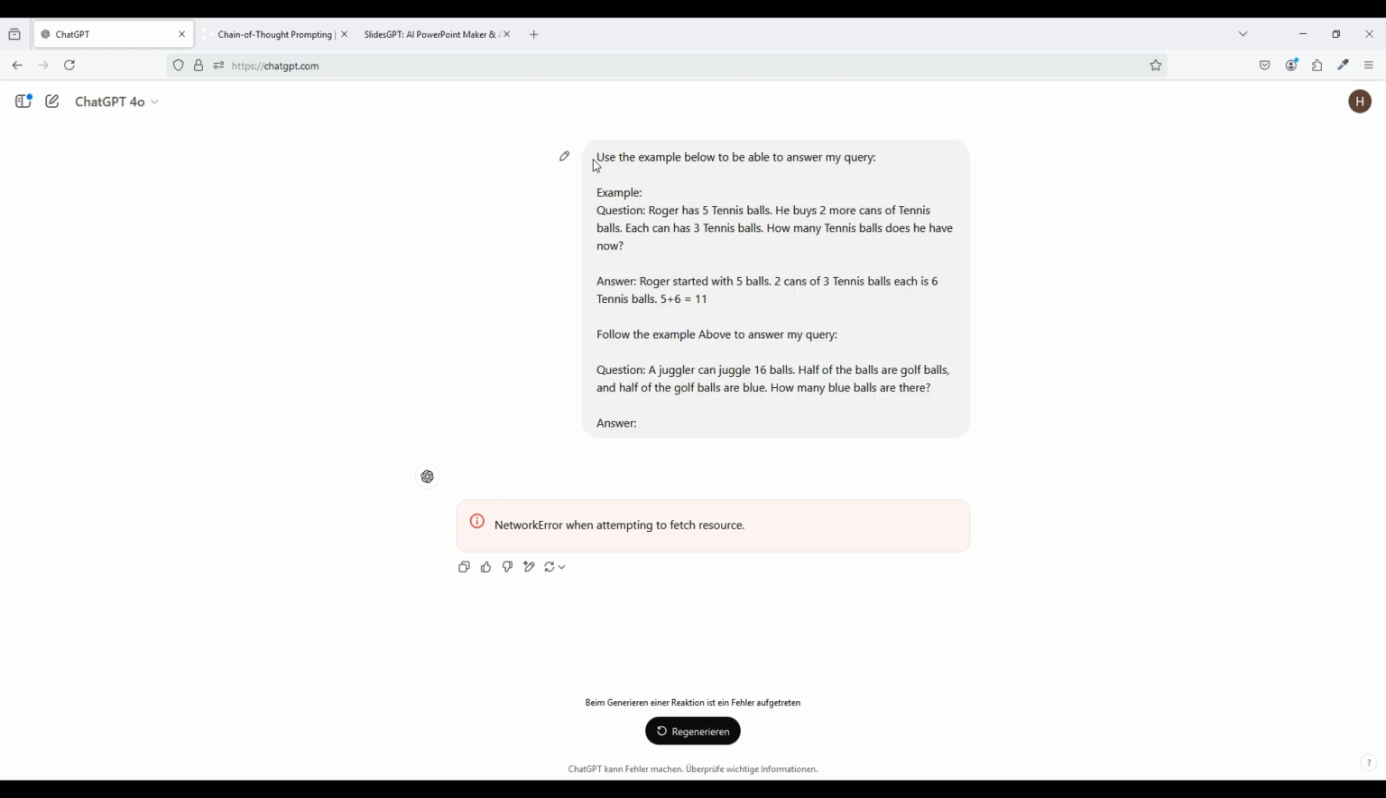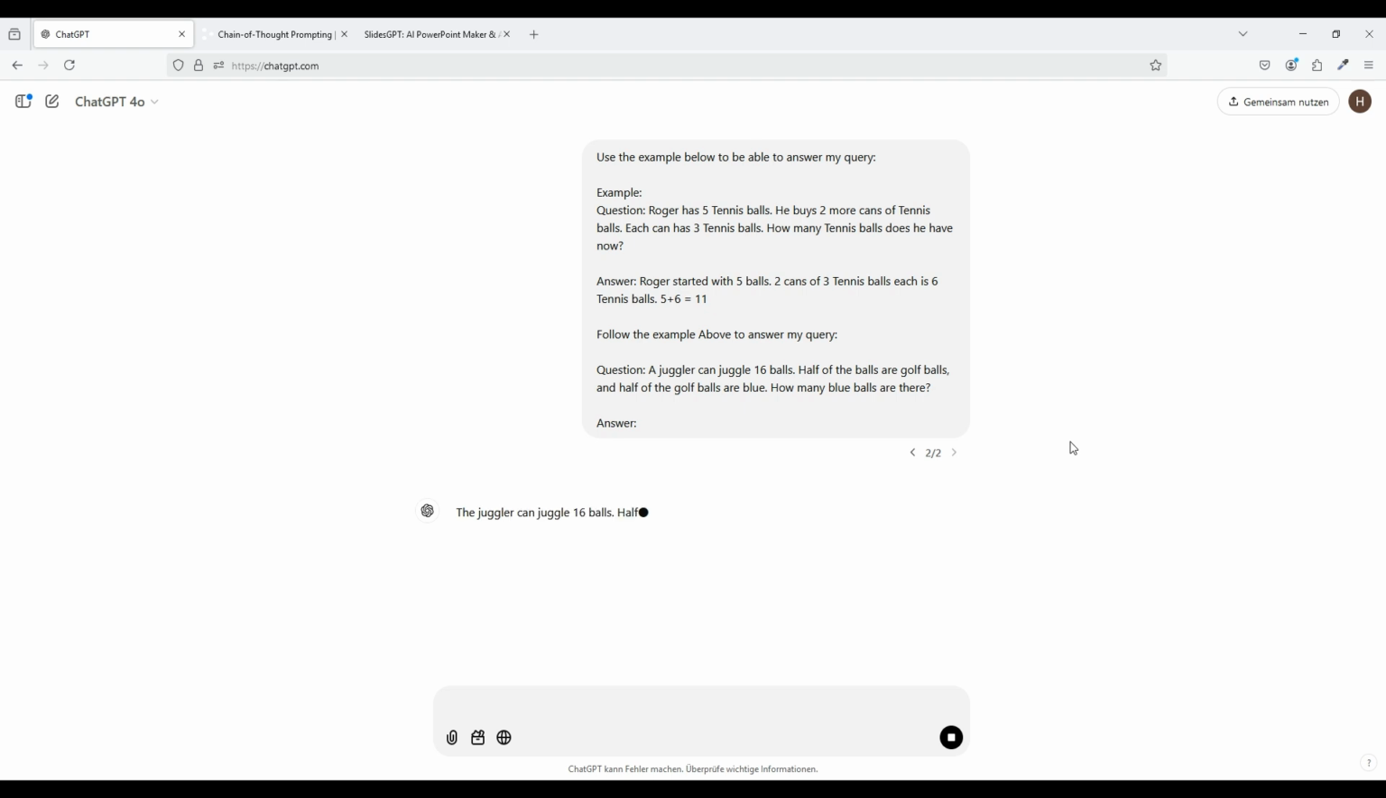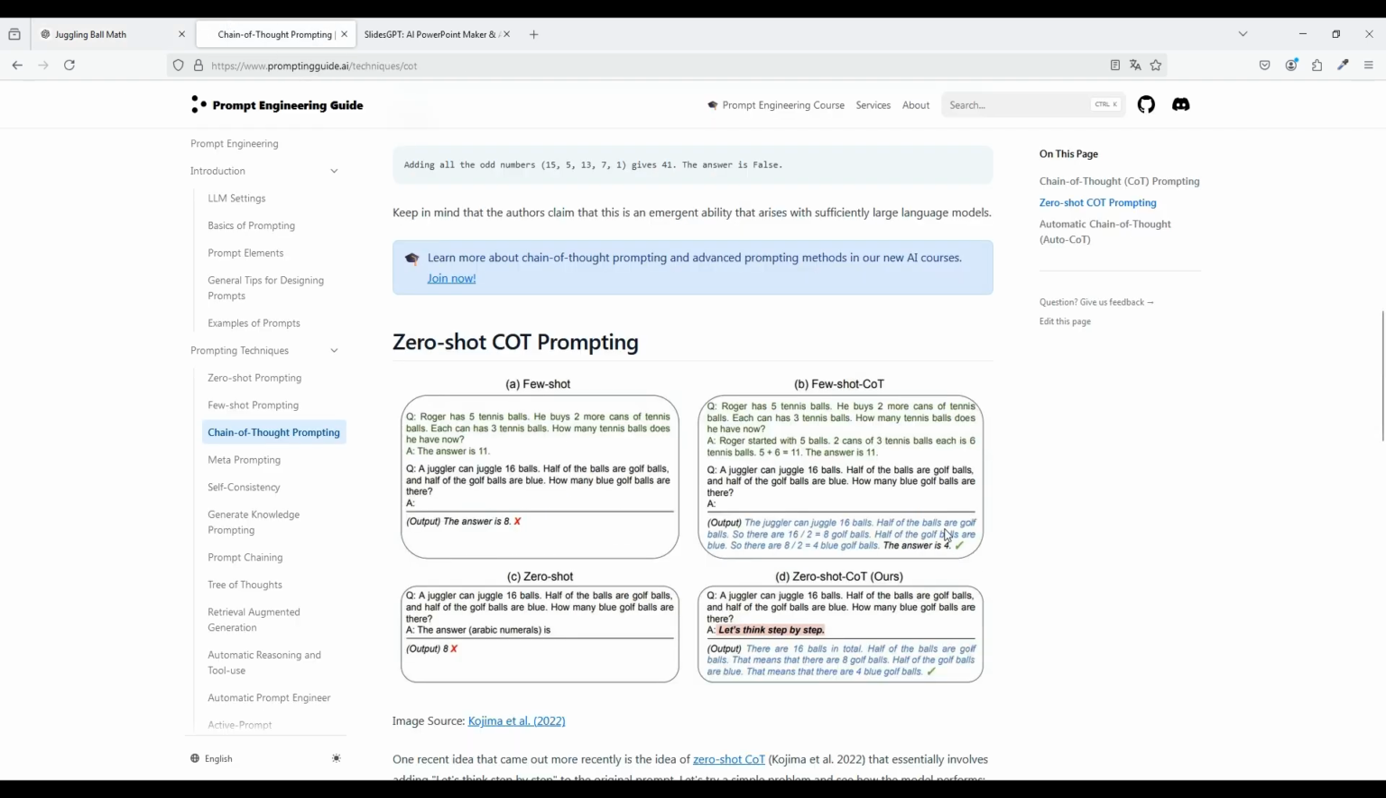I would just either copy and paste or, yeah. So the juggler can juggle 16 balls. So this is actually the result. This is not bad at all, what it gave. So 16 divided by 2 gives 8 golf balls. Half of the golf balls are blue, which is 4. So yeah, this is pretty much the answer that we got.